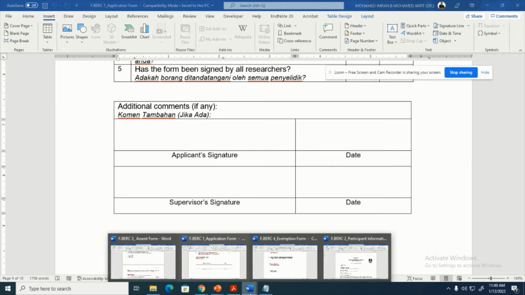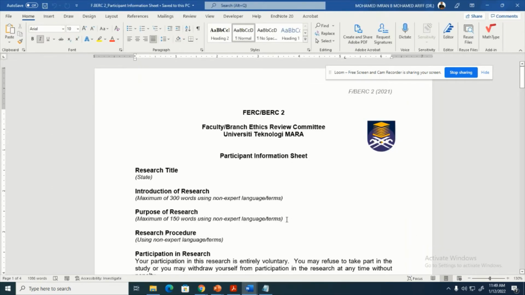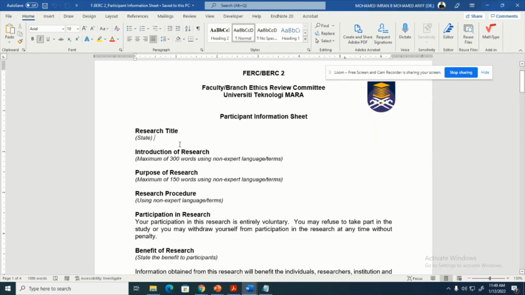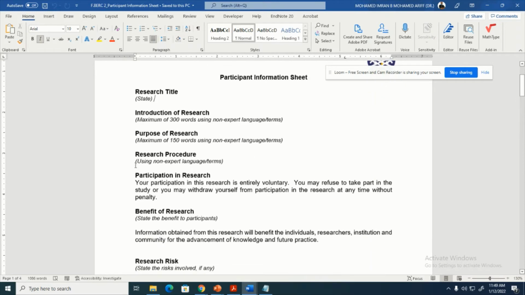Form number 2 is the participation information, meaning to say this sheet will be given to participants in order to tell them what this research is all about. Again, since you're giving it to a person who has no background about research and does not know anything about your research, students need to write down a very simple, the simplest form of information, so that people who have no research background would understand what you are trying to do.